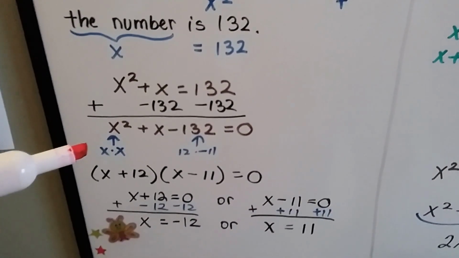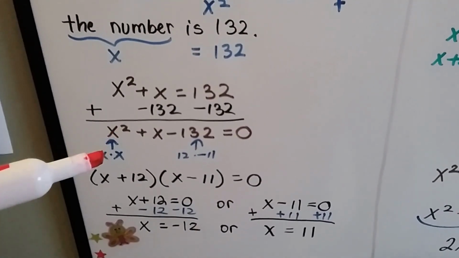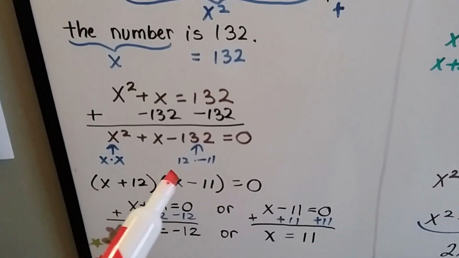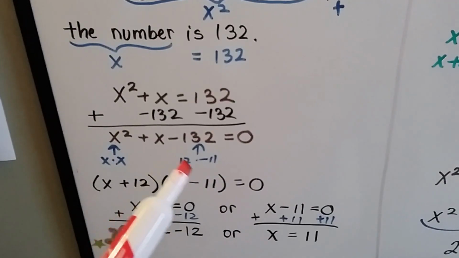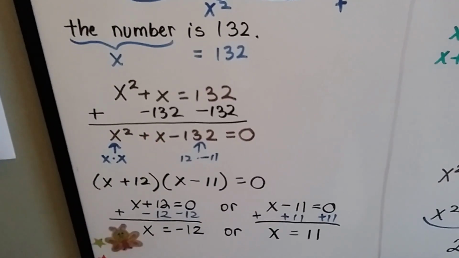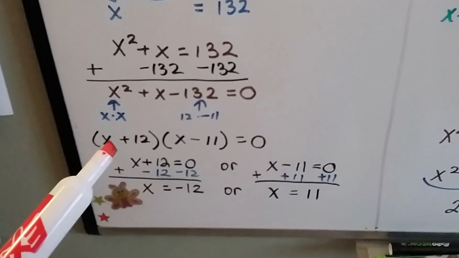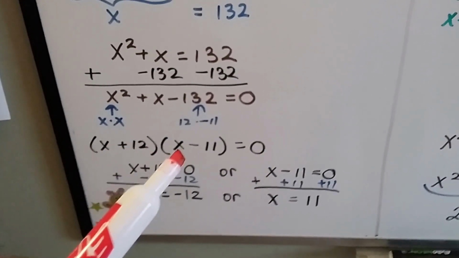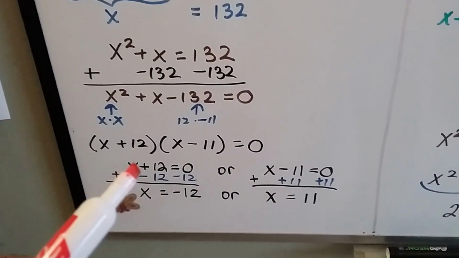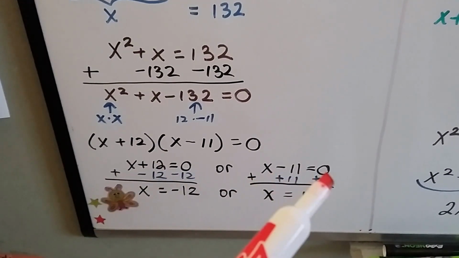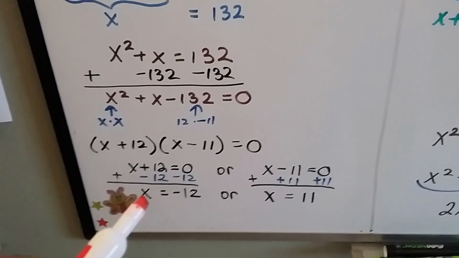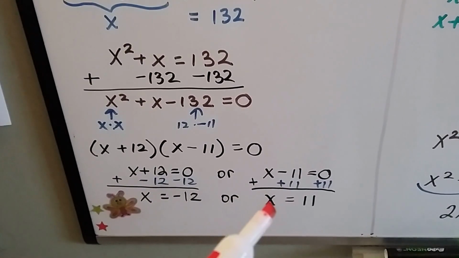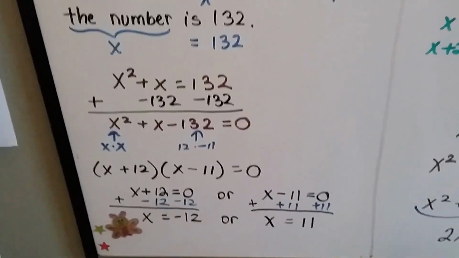We then factor what we've got, and the x squared can be an x times x, and this can be a 12 times a negative 11, because when we add 12 and a negative 11, we're going to get that x, aren't we? We set x plus 12 times x minus 11 equals 0 as x plus 12 equals 0, or x minus 11 equals 0. Using additive inverses to solve for x, we get x equals negative 12 or x equals 11. Okay?